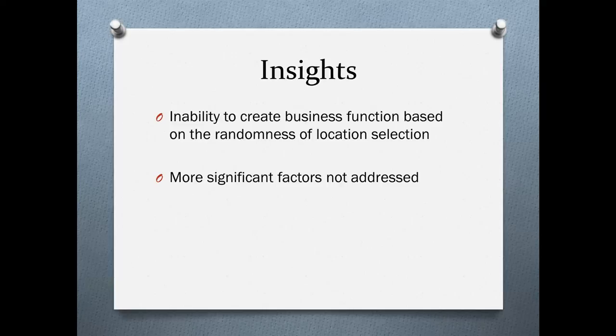I believe that the reason we were unable to create the business function was because of the randomness of location selection. Every time that we run the MTSP genetic algorithm function in MATLAB, it randomly generates different points. And the problem with that is that even if you have the same number of inputs, the minimum time, cost, and energy used with those exact same inputs will change every iteration, which simply leads us to think that more significant factors are not being addressed.